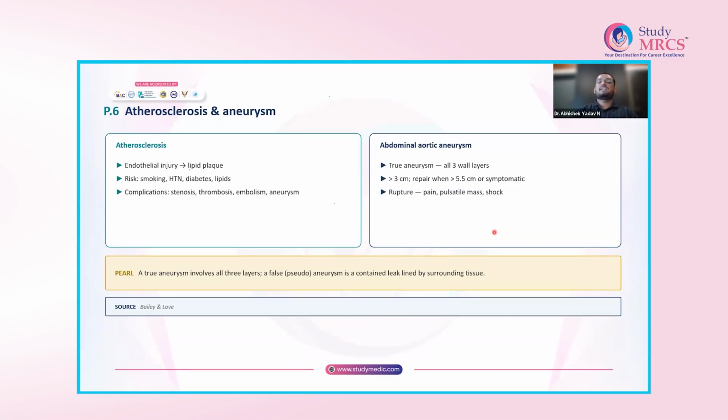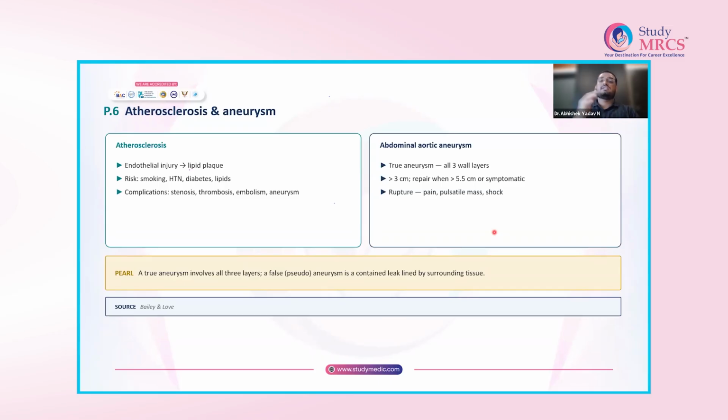Complications depend upon the site of involvement; that particular organ will be affected. It can lead to CVA, it can lead to MI, it can lead to retinal artery damage, or sometimes the plaque can develop into a thrombus or get dislodged to form an embolus, or it predisposes to the development of aneurysms. So coming to aneurysms, it's nothing but abnormal dilatation of the arterial wall.